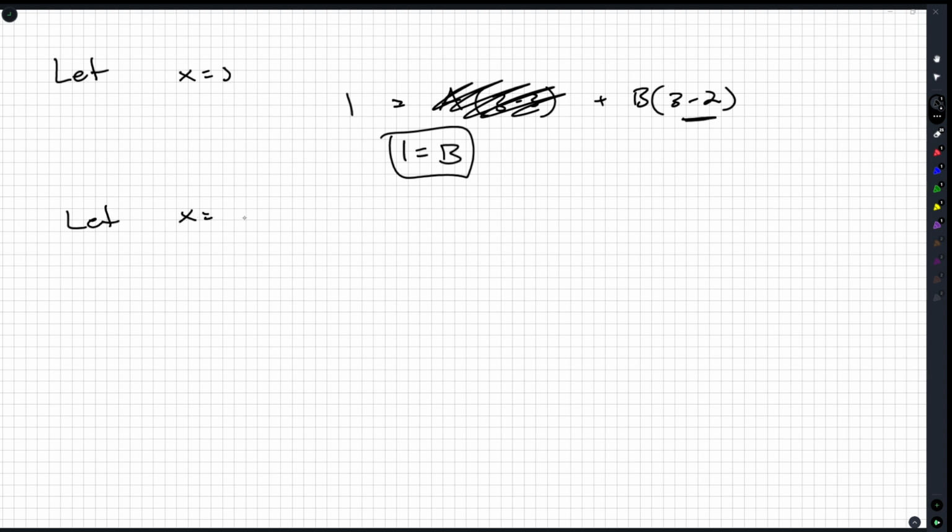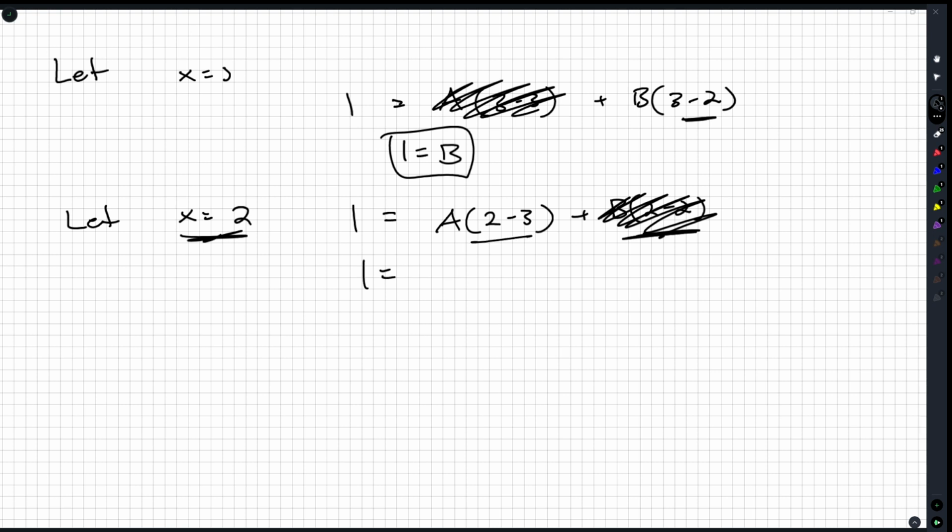We can pull the same trick and let x be equal to 2. So we got A times 2 minus 3 plus B times 2 minus 2. Why did we choose that 2? So that it makes the x minus 2 factor 0. And that way we don't have to worry about B. And we just say, okay, 1 is negative 1 times A. So A is going to be negative 1.